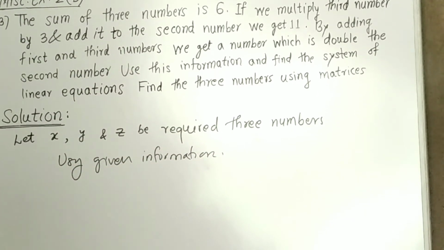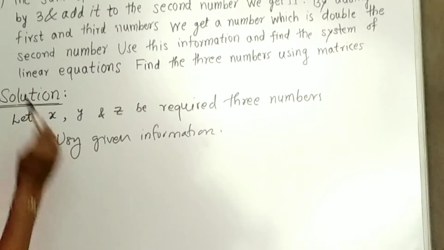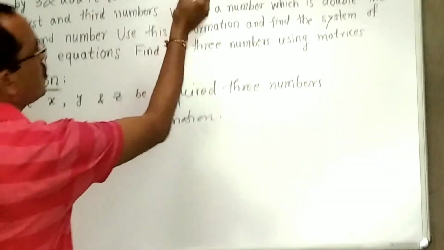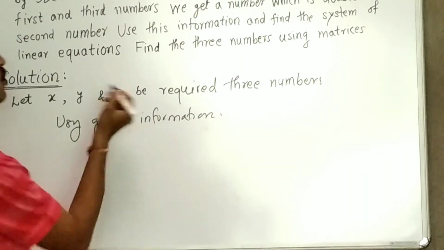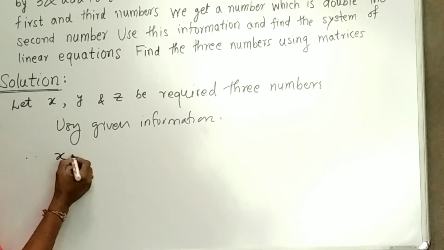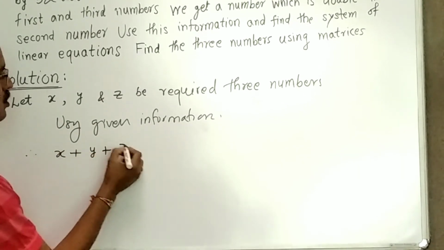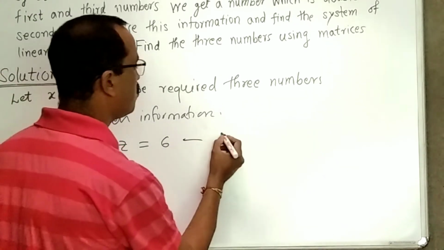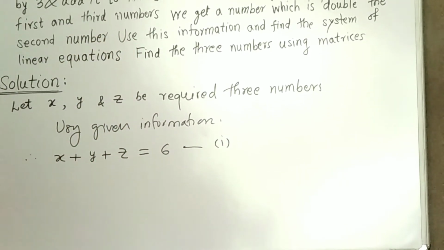we write the system of linear equations. The first equation, we use the first condition: the sum of the three numbers is 6. The numbers are x, y, z. Therefore, the first equation is x plus y plus z is equal to 6. This is equation number 1.